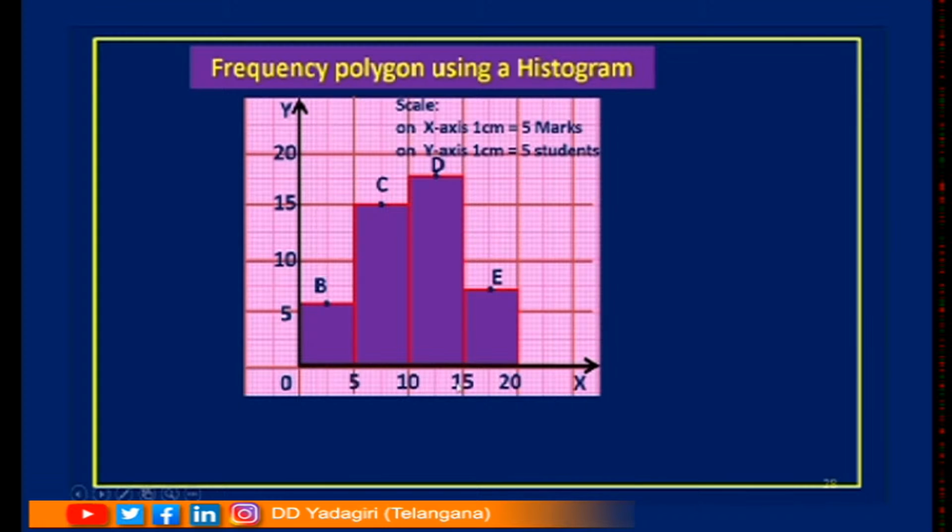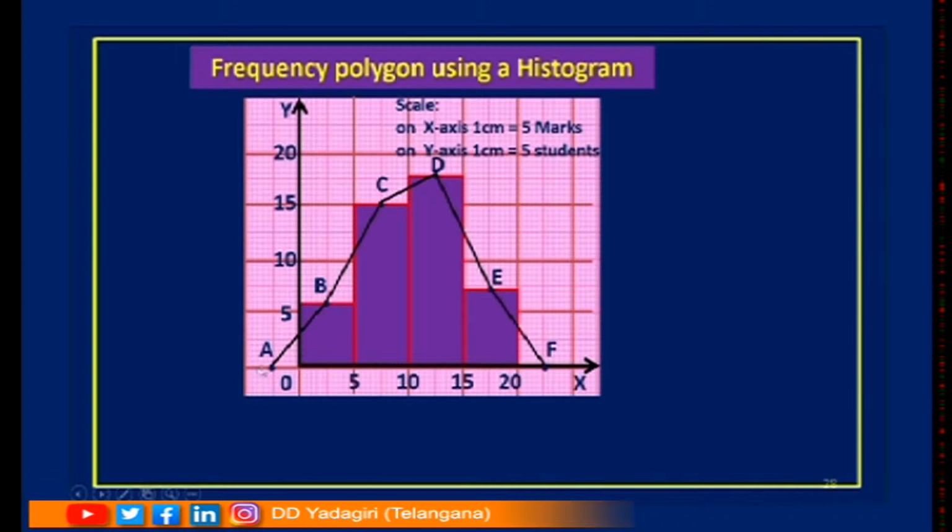Now what you have to do? You have to join them so that you will get a frequency polygon. Now what you have to do after this? 0 to 5 is the first class, 15 to 20 is the last class. You have to take the midpoint of the previous class and the midpoint of the next class. So I am taking the midpoint of the previous class as A, midpoint of the next class as F. Now what I am doing here, children? I am joining BA, I am joining EF.